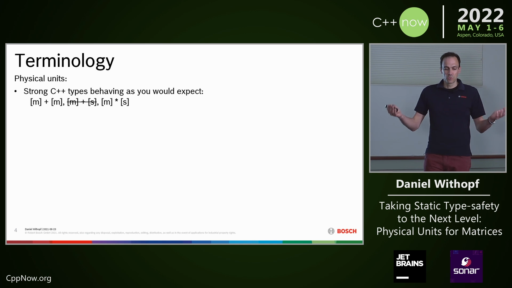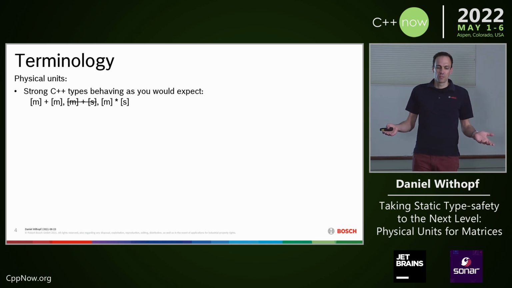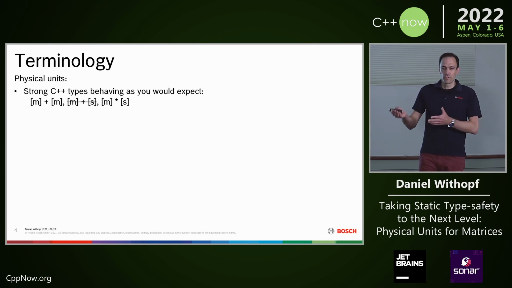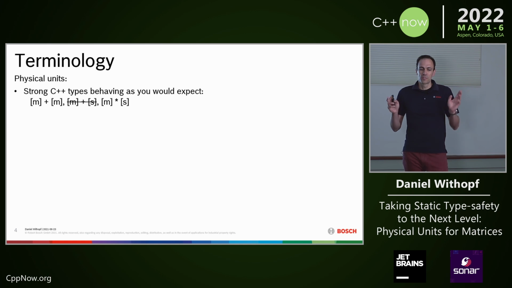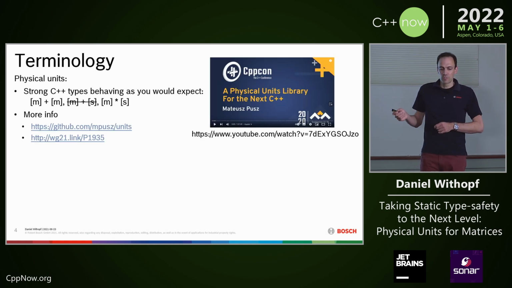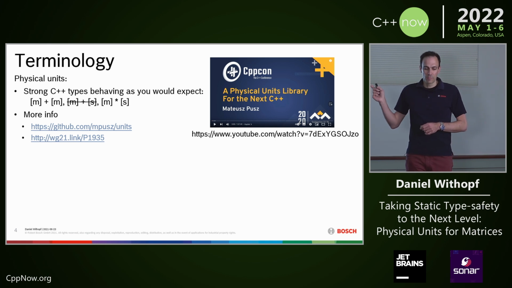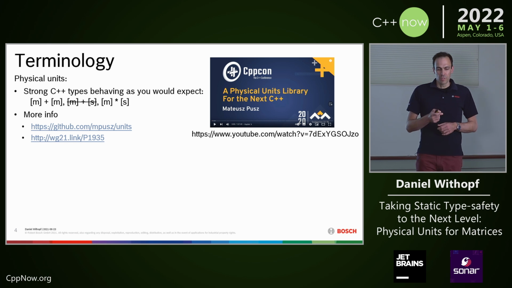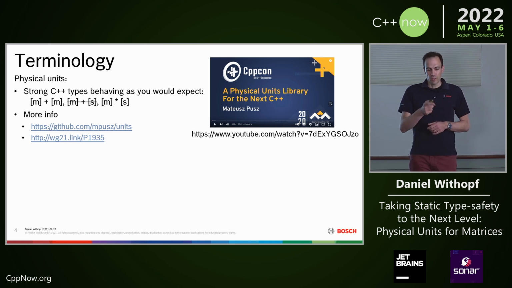So you can add two quantities with a physical unit of meters. You cannot add meters to seconds. You can multiply any two physical quantities with different units. That's possible. So this is sort of enough for today's talk. If you want more background, please check out any of the excellent talks by Mateusz Pusz from CppCon, for example. Check out P1935 that he authored and the library that's on GitHub.